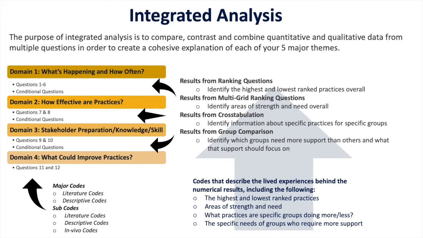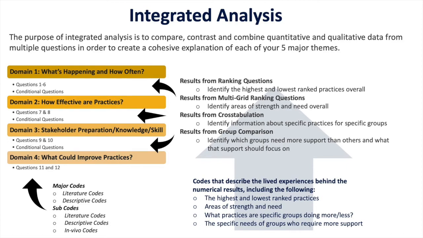Then we're going to look at our cross-tabulation results where we've identified information about specific practices for specific groups. So maybe at this part, we're looking at one group, let's say teachers, and how they implement a specific evidence-based practice, maybe for this example, a particular type of transition assessment as compared to transition specialists or your general education teachers or your agency staff or job coaches, right? So we're looking at how one group compared to the other groups.